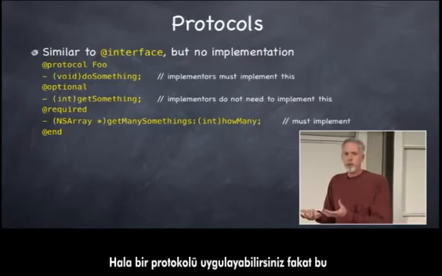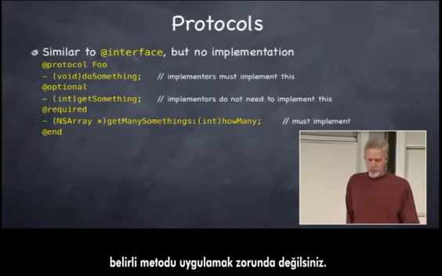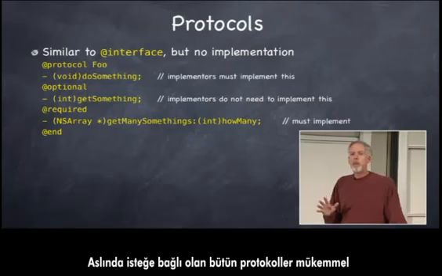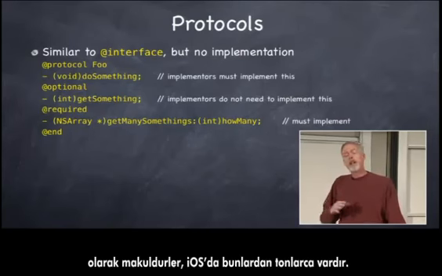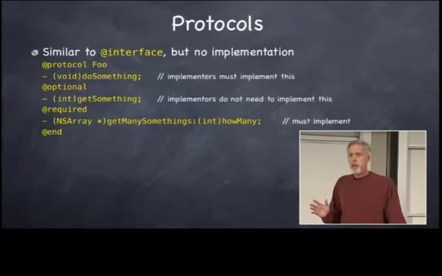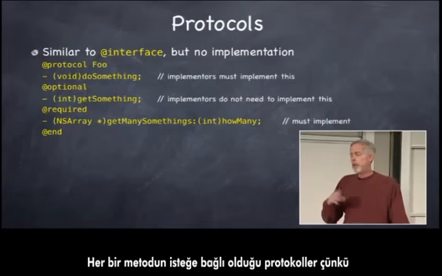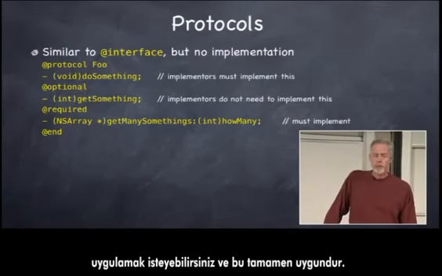You can still say you implement the protocol, but you don't have to implement this particular method. It's perfectly reasonable to have protocols that are all optional. And in fact, iOS has tons of those. Protocols where every single method is optional because maybe you only really want to implement 1 or 2. So that's perfectly fine.